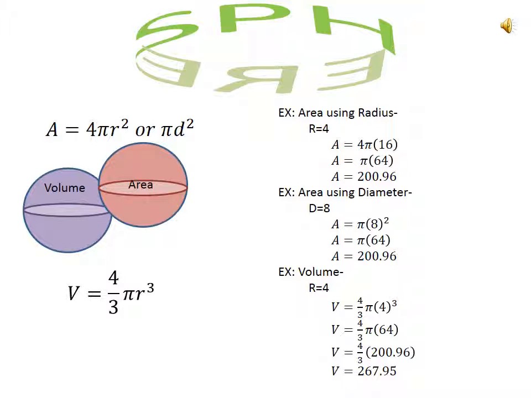And to use the diameter to find the area, as you can see, our diameter is 8. That would be 8 squared, which equals 64, times pi, which equals 296.